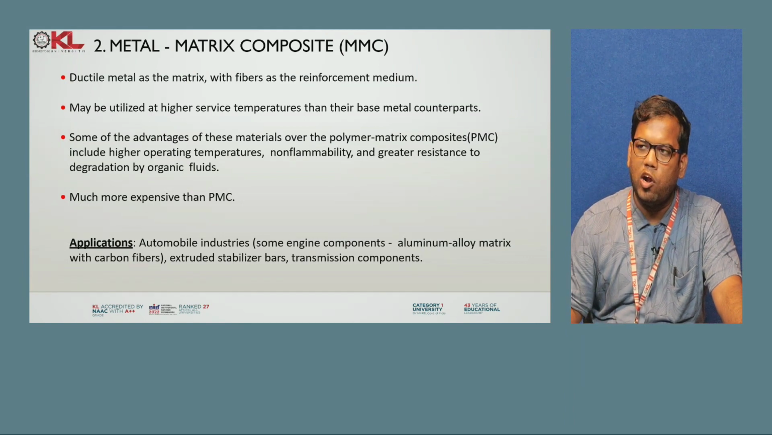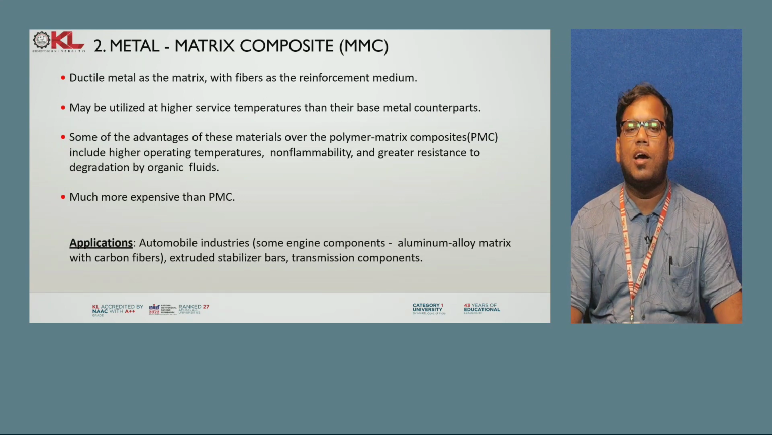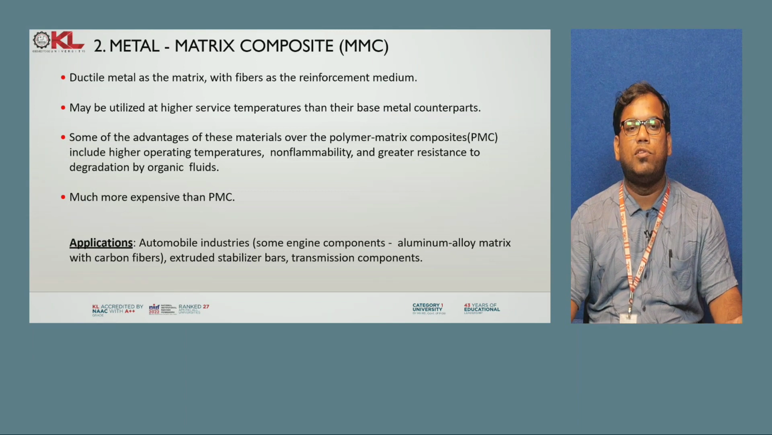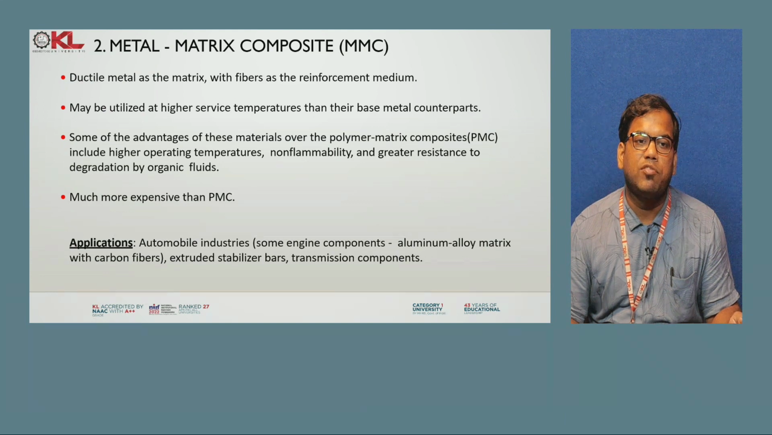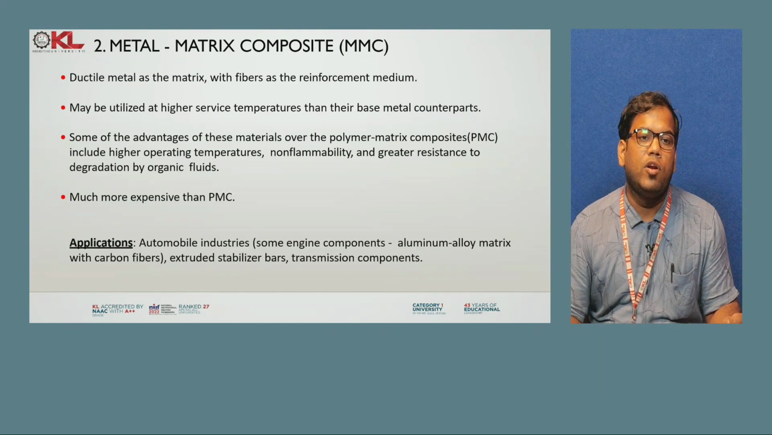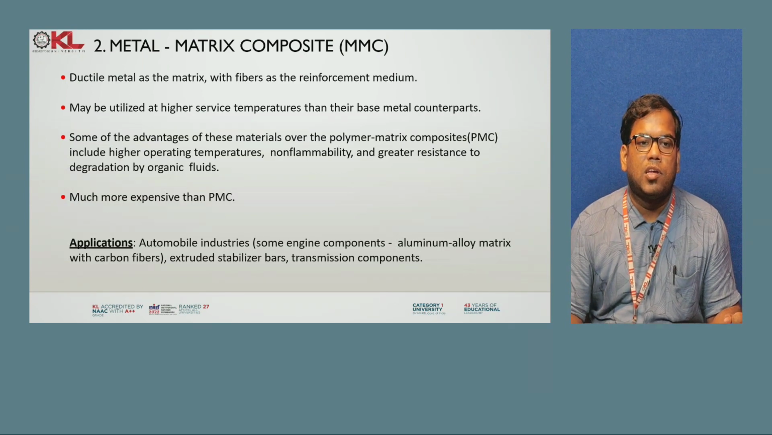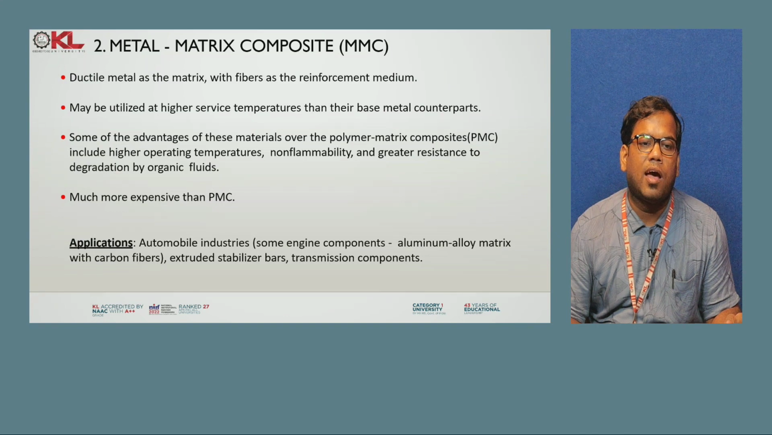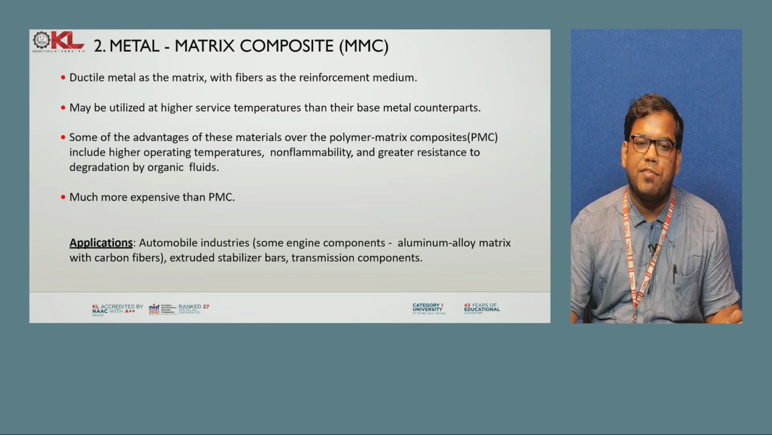Polymer matrix composite cannot be used in higher temperature applications, whereas metal matrix composite can be used in applications with higher temperature atmosphere. The ductile material is used as matrix, where the fiber can be a soft and brittle material, and the reinforcement materials are rigid in nature. It can be used at higher service temperature than the base metal counterparts. Some advantages over polymer matrix include higher operating temperature, non-flammability, and greater resistance to degradation by organic fluids. Of course, it is much more expensive than PMC.